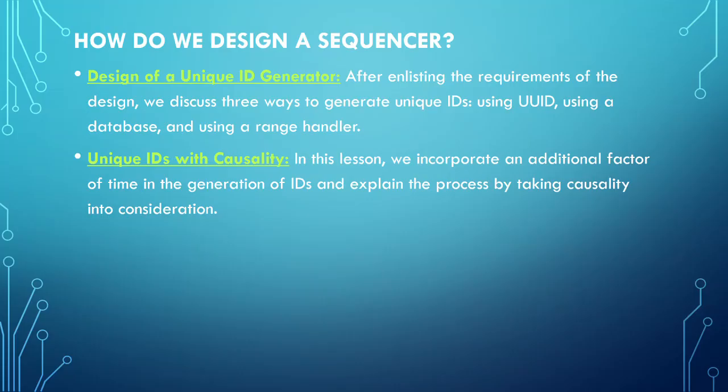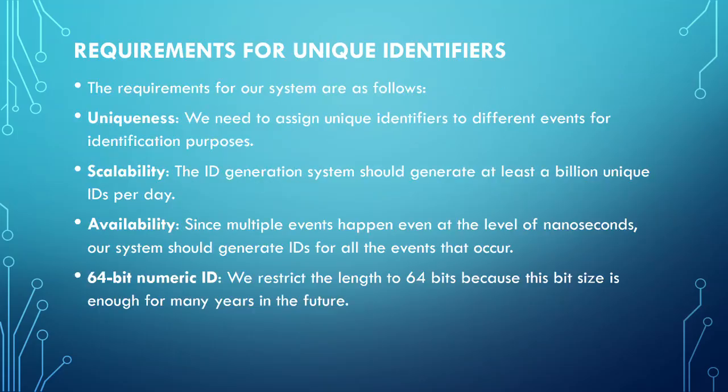The second one is unique IDs with causality. So we incorporate additional factors of time, such as the generation of IDs or the relation between two events. While generating a unique ID, we do not just give a plain and simple unique ID, but also consider factors like timestamp, vector clocks, or Google's TrueTime API. So we add those factors so that we will not run into issues even if the server goes down and comes back in a distributed system.